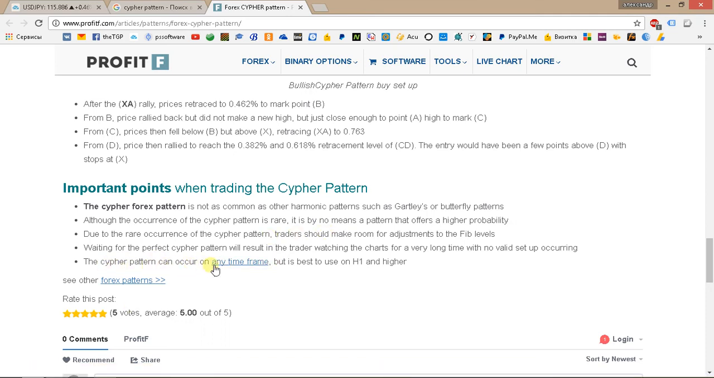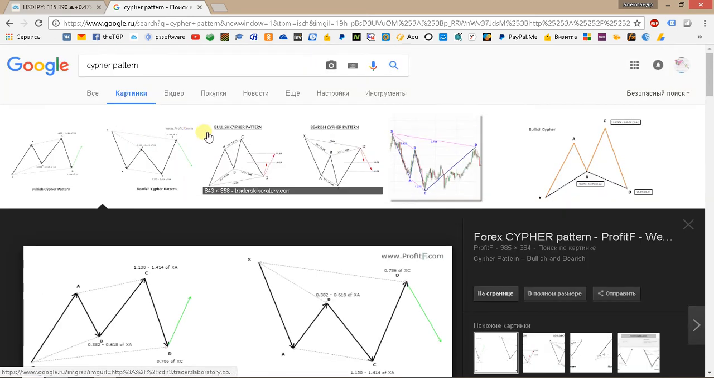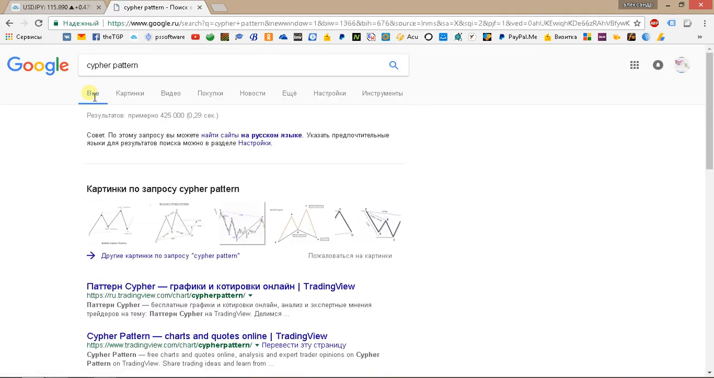The cipher can occur on any time frame, but it is best to use 1 hour and higher. Well, this I agree with. It is best to use on 1 hour or higher, because it was developed as a swing strategy. You need to find those. It is swing trading. Okay, let's go.